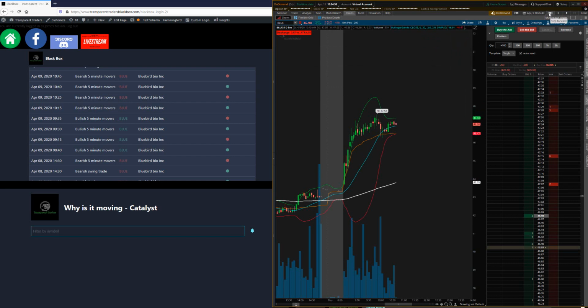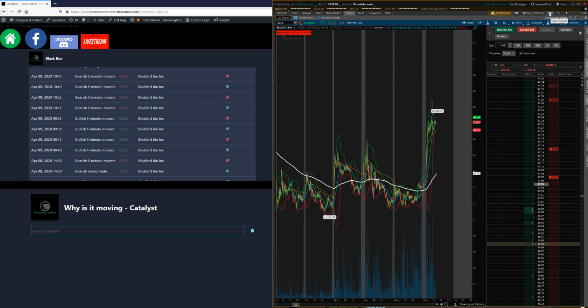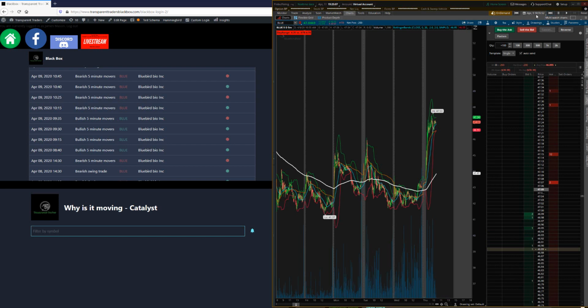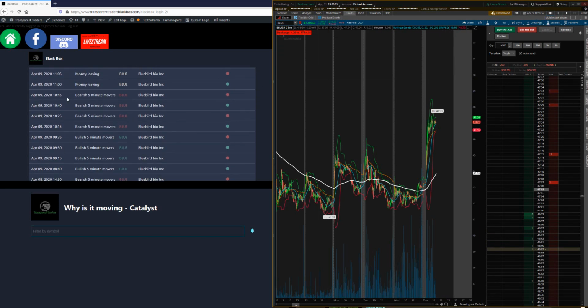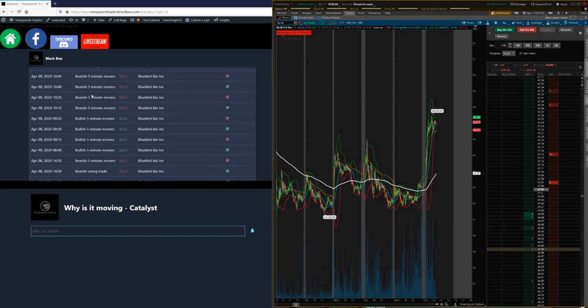All right, so to speed this scenario up, I'm just going to skip ahead. Skipped ahead. Now my time is 10:55 Central. And this would still be, it alerted from where we were looking at. It alerted 5 minutes later for the same thing, bearish 5-minute mover. So we're still right here. This would technically be our current alert.